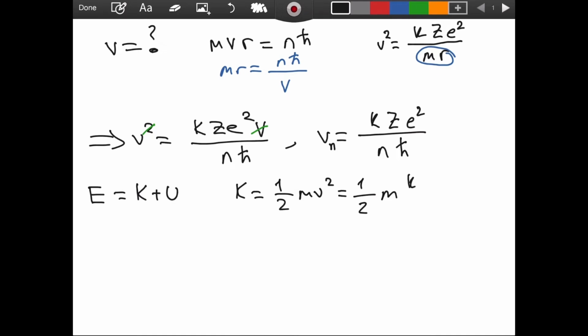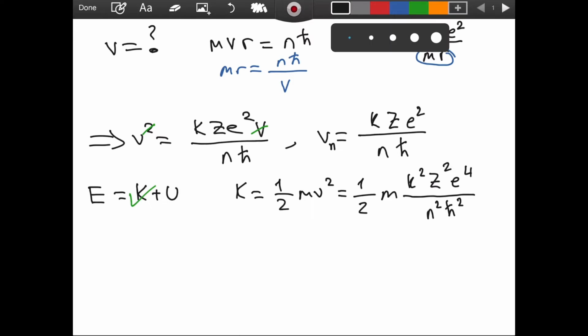We get K squared, Z squared. Notice this, we have e. It was squared, we squared again. So e to the power of 4 divided by n squared h bar squared. Great. We got half of the job done. Kinetic energy is checked. Now comes the potential energy.